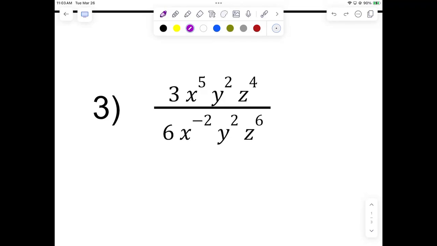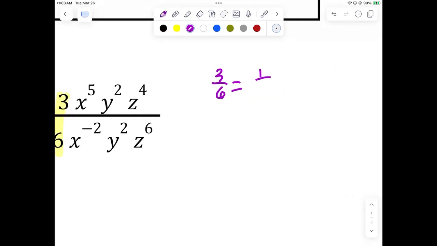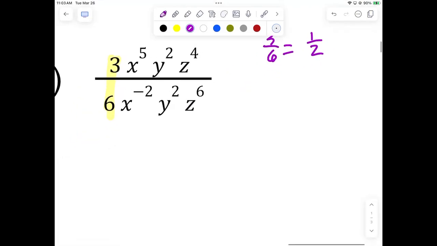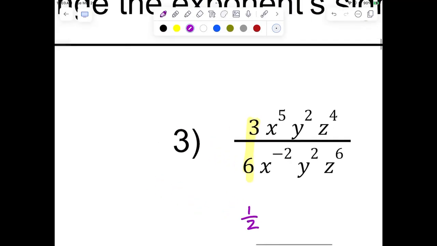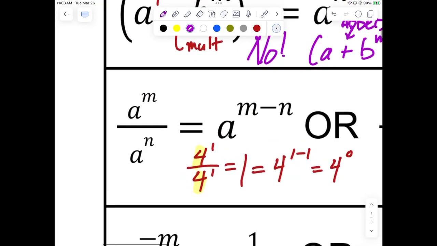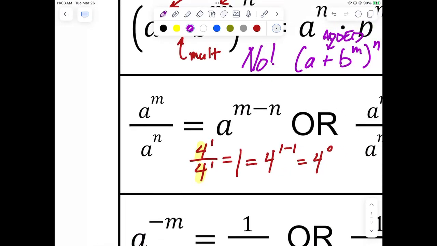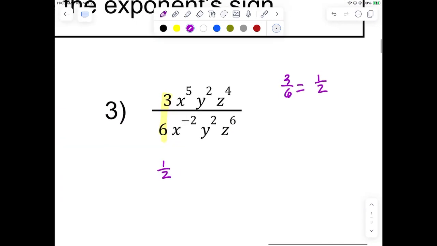Now, numbers are always a little bit different. So, if you were to simplify just the fraction 3/6, what would that simplify down to? 1/2, right? So I'm going to go ahead and write that as a 1/2. Now, for the letters, I can combine them using, since I'm dividing, I'll use this rule right here. When I'm dividing and the bases are the same, what do we do? Subtract the exponent. So let's go ahead and do that one by one.